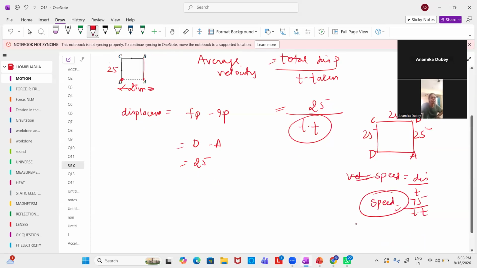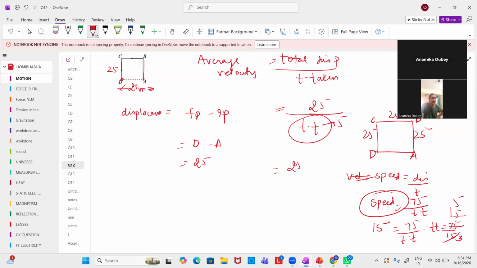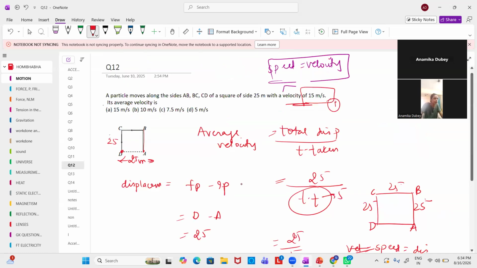The speed I'm taking here is the value of velocity mentioned in the question, 75 upon time taken. So time taken will be 75 divided by 15. Five threes are 15, so the answer is 5 seconds. So I'm taking time taken as 5 seconds. So 25 by 5, the average velocity will be 5 meter per second. What is the answer? It is 5 meter per second.